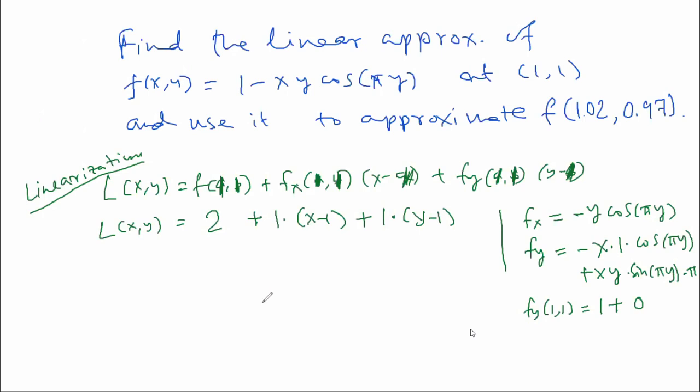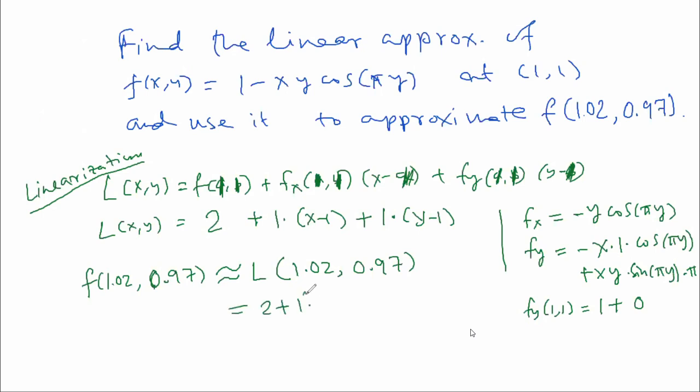Okay? So if you want to find f(1.02, 0.97), this is approximately what? This is the height of the surface. You can approximate that by the height of the tangent plane. This is an approximation, by the way. It's not equality. Now this equals 2 plus 1 times (1.02 minus 1) plus 1 times (0.97 minus 1).